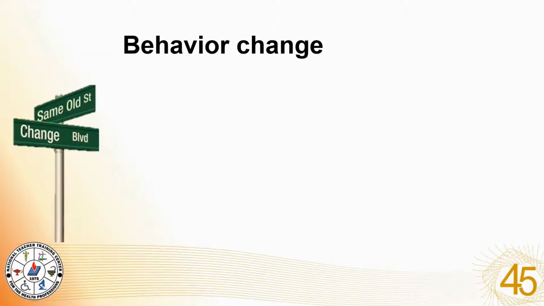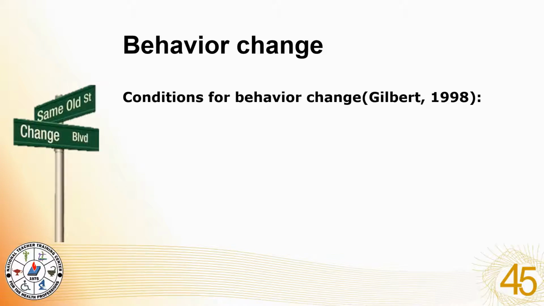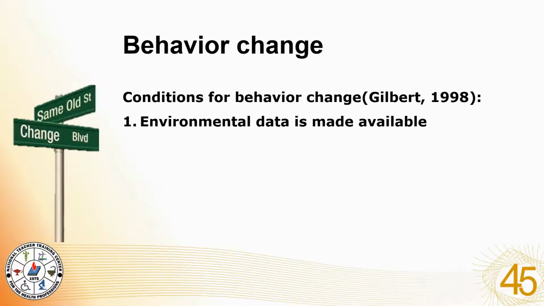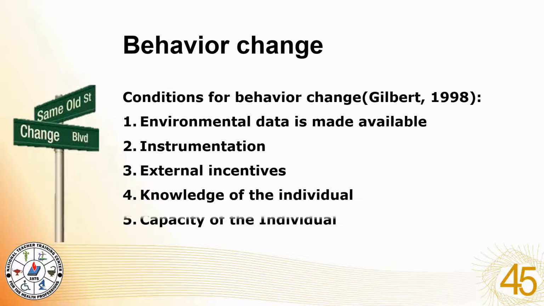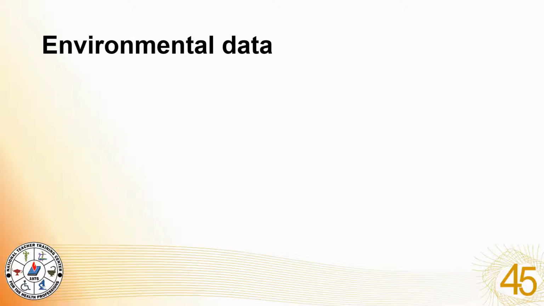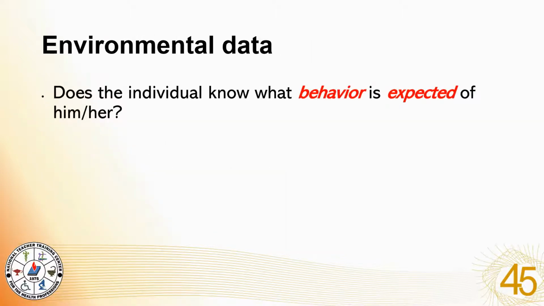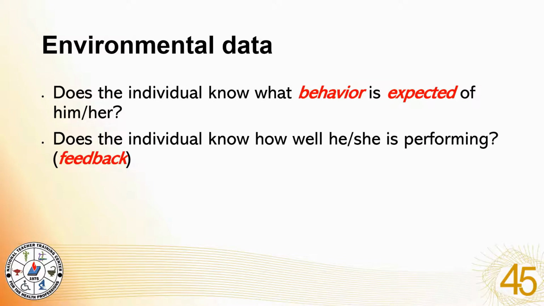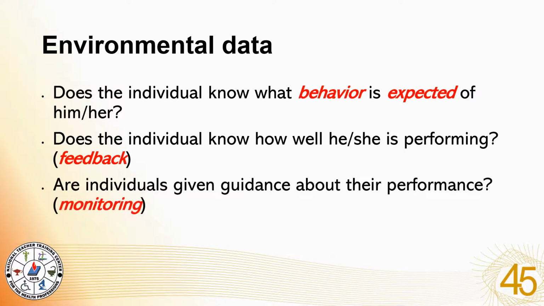Now, there are conditions for behavior change. According to Gilbert in 1998, there are about 6 major conditions that would influence behavior change. Let's go to them one by one. The first will be environmental data. So we ask, does the individual know what behavior is expected of him or her when he goes back to work, for example? Does the individual know how well he is performing? Is feedback available? Are there mentors? Do they document the performance of behavior?